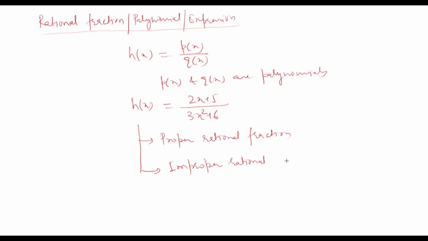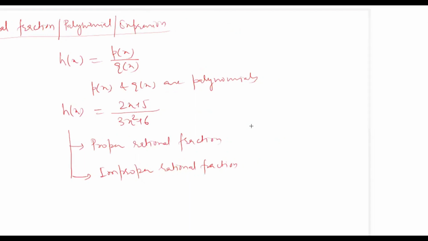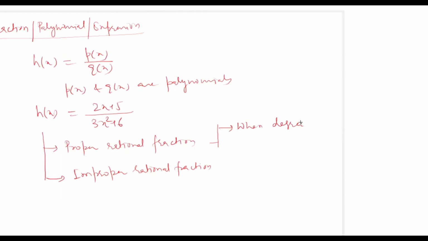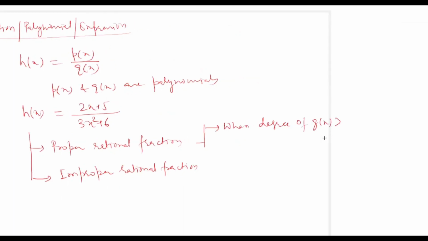So what do we mean by a proper and improper rational fraction? You can just simply say that when the degree of q(x) is greater than the degree of p(x), then it will be called the proper rational fraction. And when the degree of q(x) is less than the degree of p(x), it will be called the improper one.